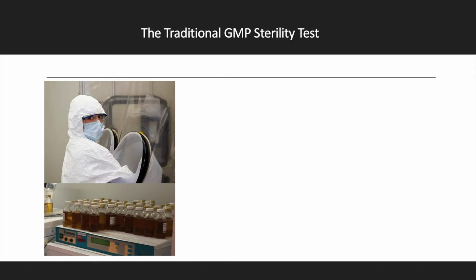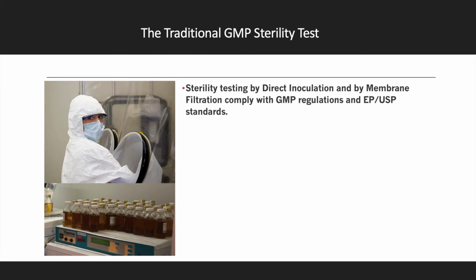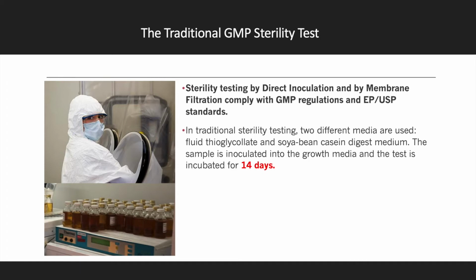So the traditional GMP sterility test is conducted by direct inoculation or by membrane filtration, and this is to comply with GMP regulations and pharmacopoeial standards. In traditional testing, 2 different media are used, thiomedia and a soil-based media, and they would be incubated at 2 different temperatures. The sample is, of course, inoculated into this media, and the test is incubated for 14 days.